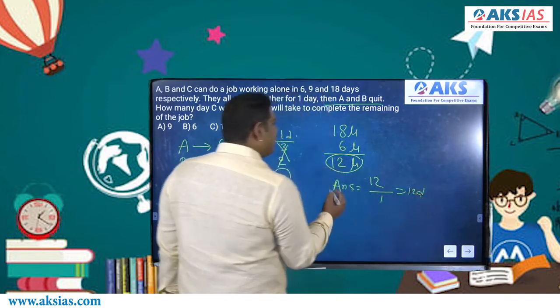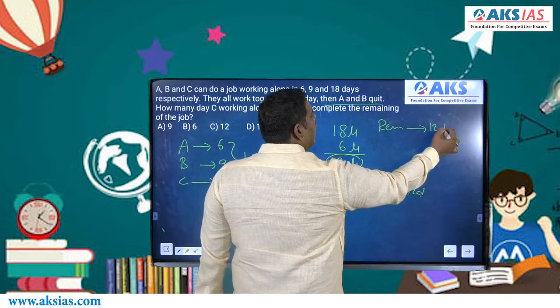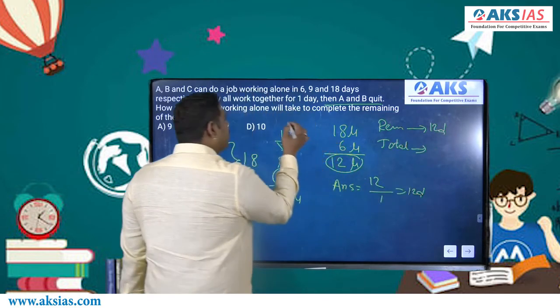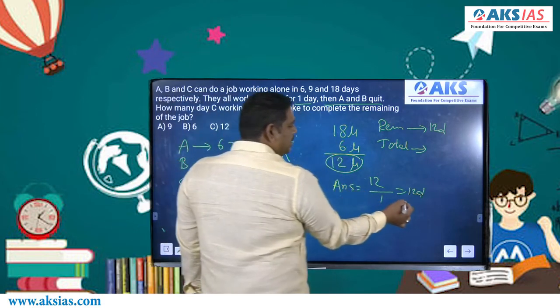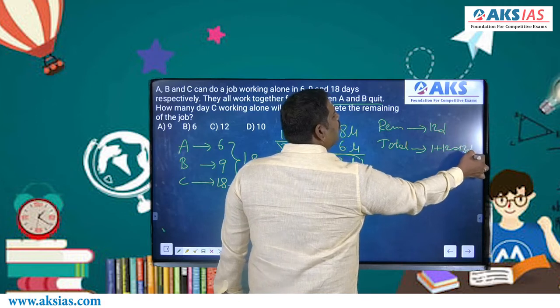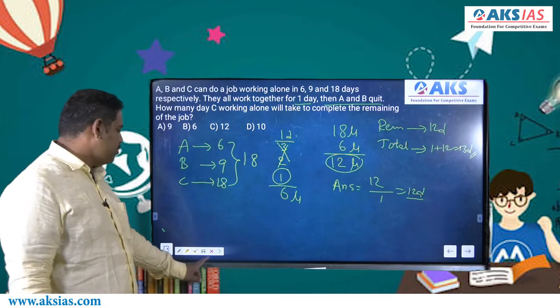That means the remaining work will be completed in 12 days, and the total work will be completed in all together 1 day and C alone 12 days. Total is 13 days. In the examination, whatever is the question that he asked, we should go with that. Right. Let's go to the next question.